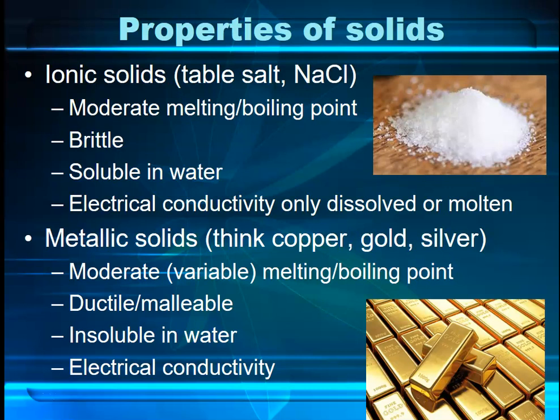Now, I would consider a high melting and boiling point to be anything much over 1,000 degrees Celsius. Most ionic solids would fit in the 500 to 1,000 degree range. Now they do vary, of course, but most of them will sit in that range, so I'd call it moderately high. Ionic solids are brittle, they're crystals, right? If you whack them with a hammer, they will shatter.